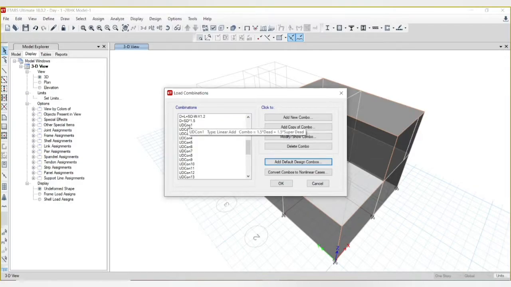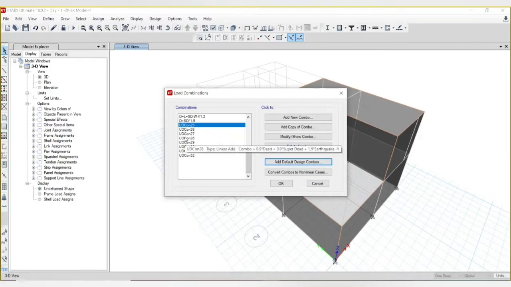You can see that this is 1.5 times dead and 1.5 times super dead. This we have calculated again. This is 1.5 times dead and 1.5 times super dead. So these loads are already considered. So if it is again taken, you can delete that combo. Okay, whatever is new, let us see that.